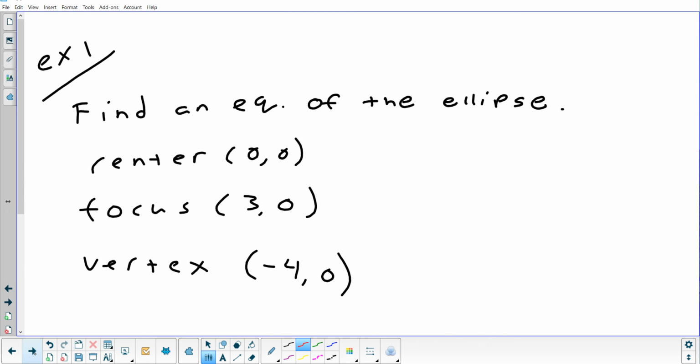Let's look at the first type. This one is asking you to find an equation. So let's set up everything we can first, and then we'll figure out what we need to. What is the equation of an ellipse always equal to? What number did I say you should always put on the right? Yep, 1. I'm always going to put a 1.